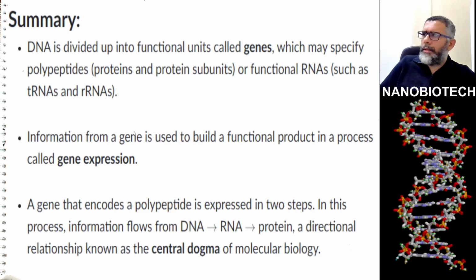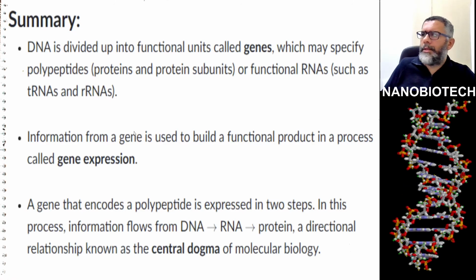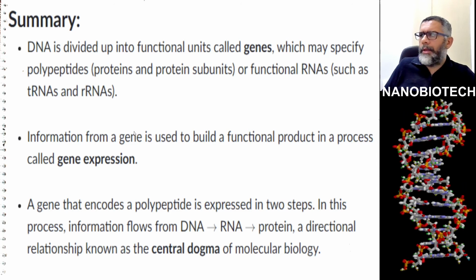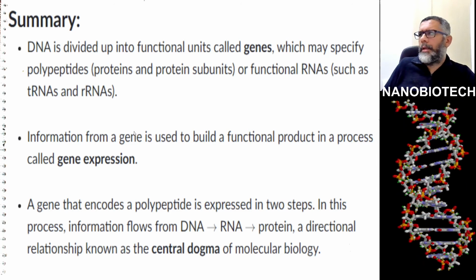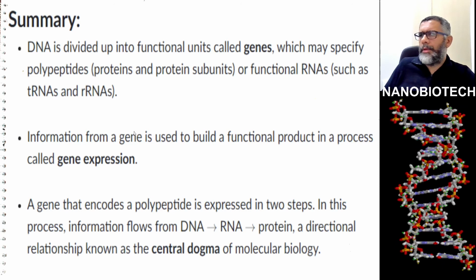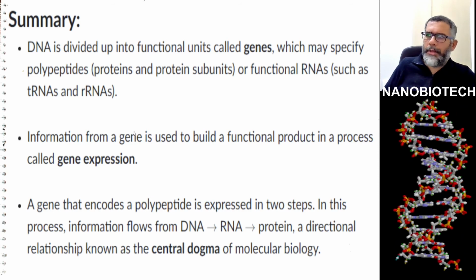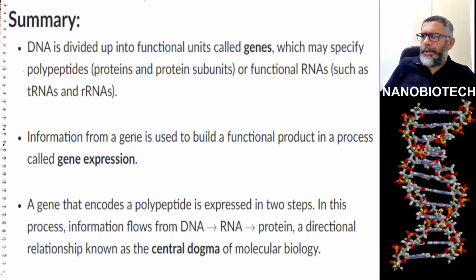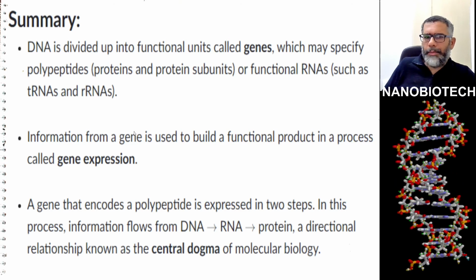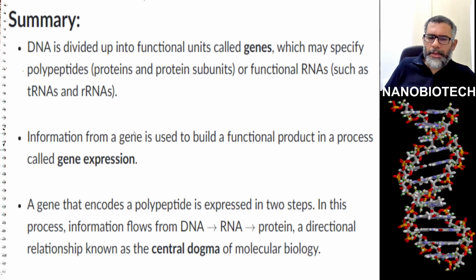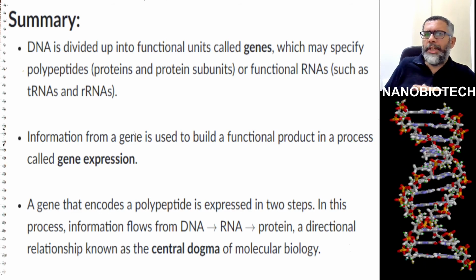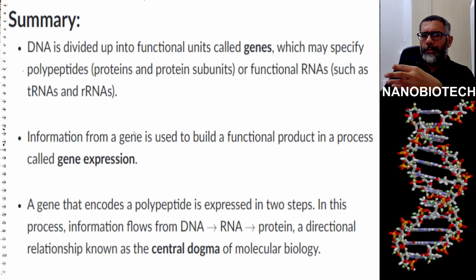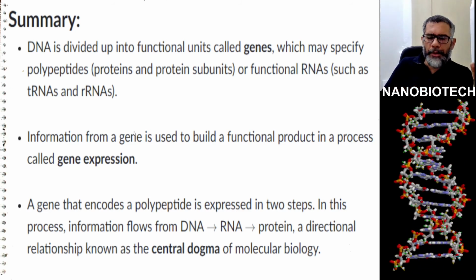Alright, so let's make a summary. DNA is divided up into functional units called genes, which may specify polypeptides, proteins and protein subunits, or functional RNAs such as tRNAs or rRNAs. Information from a gene is used to build a functional product such as a protein in a process called gene expression. Gene expression is the process by which information becomes a specific product.